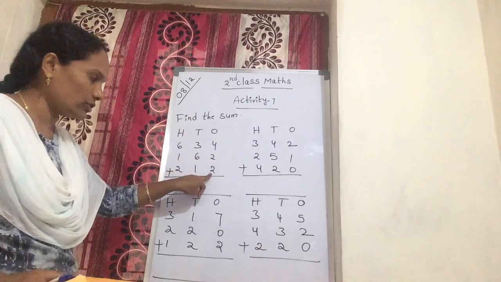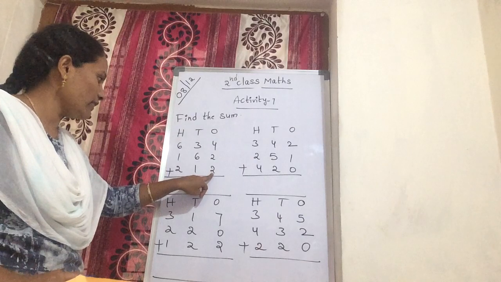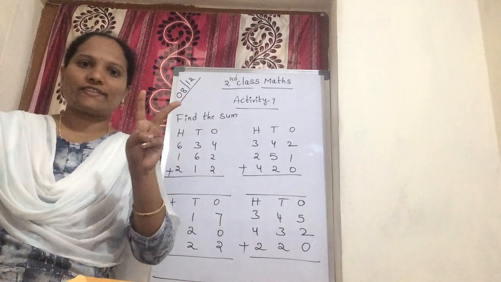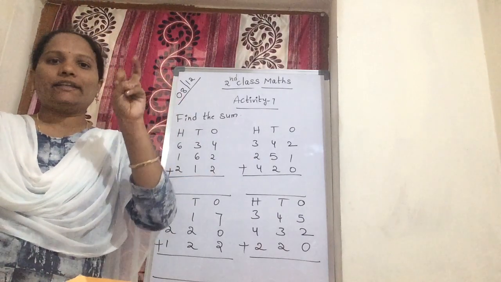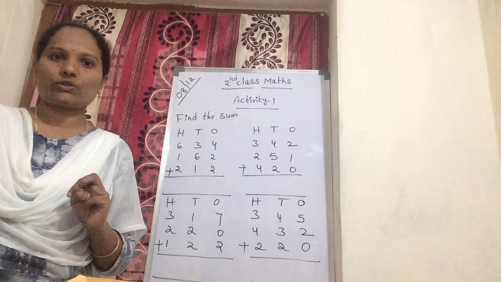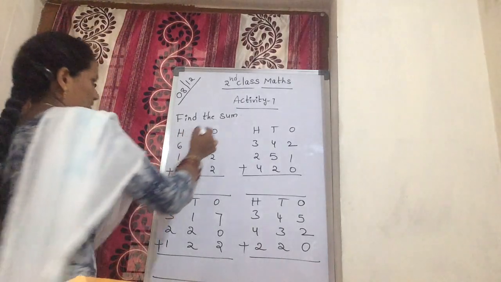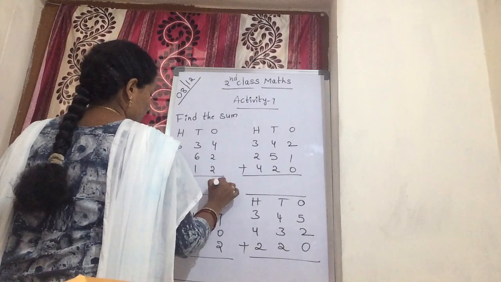Now 6, after that, here is given 2. Now 6 after 2. 6 after 7, 8. So 6 plus 2 is 8. That is put in ones. Okay.